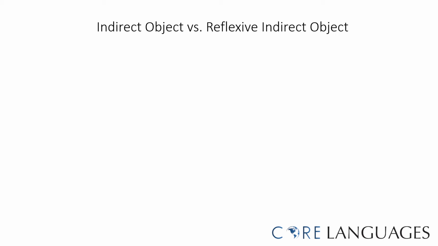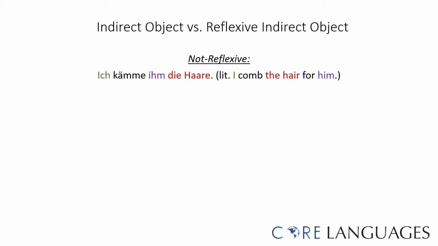Let's look at two sentences side by side, one where the subject and the indirect object are not the same, and one where they are. Here's the example of the subject and indirect object that are not the same. Ich kämme ihm die Haare. I could translate the sentence and say, I comb the hair for him. In this example, ich is the subject, ihm is the indirect object, and die Haare is the direct object.